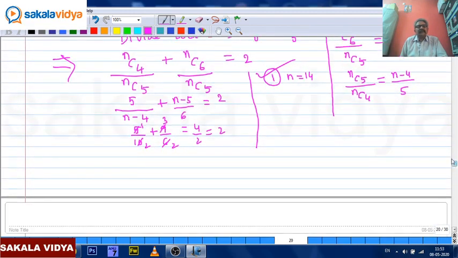Or else, you can take the LCM 6 into n minus 4, and you get a quadratic equation. If you solve it also, you will get it. Don't worry. By using the quadratic equation also, you can solve it.